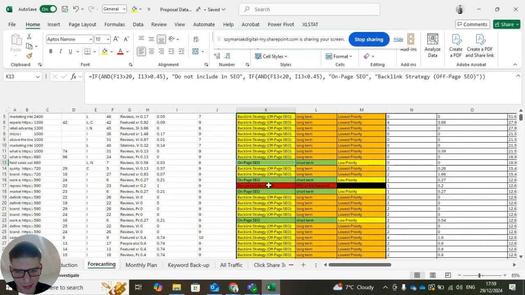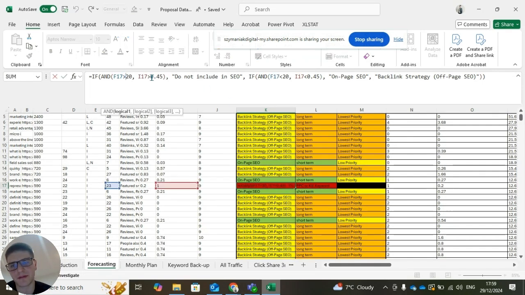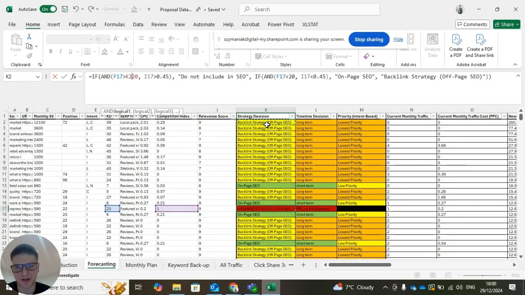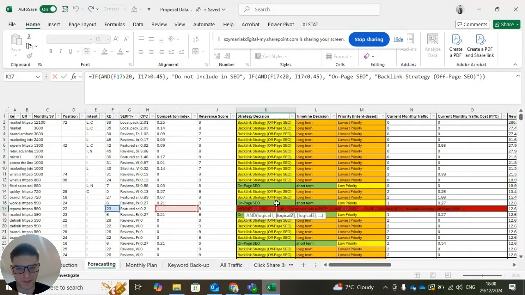Then we look at, for example, do not include in SEO, and this is usually when there are both kinds of options there. So when you see a backlink strategy decision, you could say, oh look, for example, the do not include SEO bracket in the decision tree. I figured that the competition index is over the limit, so it's over 0.45, and the keyword difficulty is over the limit.